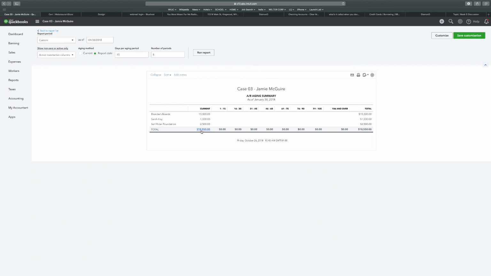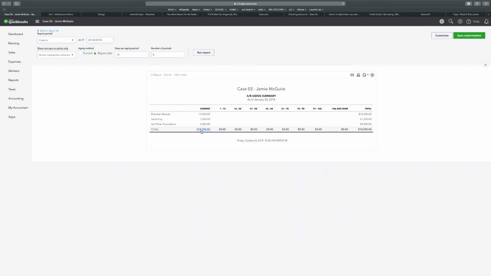So if I know out of this 18,550 that I'm not going to collect $550, I have a contra asset account. My asset is the accounts receivable. The contra asset is allowance for doubtful accounts, which means I'm going to put $550 in allowance for doubtful accounts so that my AR balance is going to be my accounts receivable minus my allowance for doubtful accounts, which would give me $18,000. So on my books for my balance sheet, I only have really $18,000 in net accounts receivable, because some of that's going to be uncollectible.